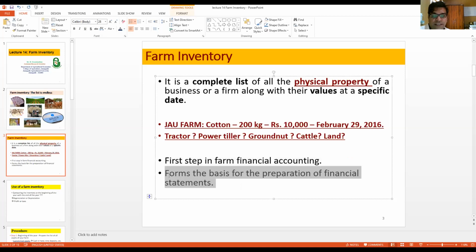Then this forms the basis of all the financial statements, whether you are saying cash flow statement, or you have balance sheet, or you have income statement, whatever statement that we have learned. The basis of all the statements, whether it is cash flow or income statement or balance sheet, is farm inventory. Without farm inventory, without making a list along with the value, we won't be able to proceed in the farm financial statement. So the use is, this is the first step in farm financial accounting, and then it forms the basis for the preparation of all the financial statements, right?